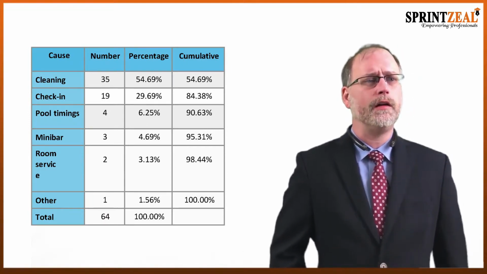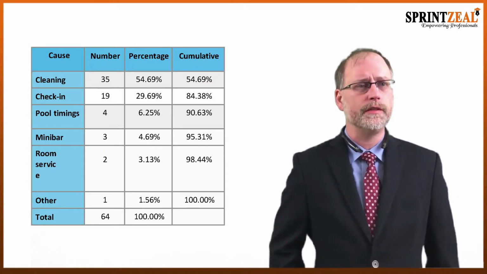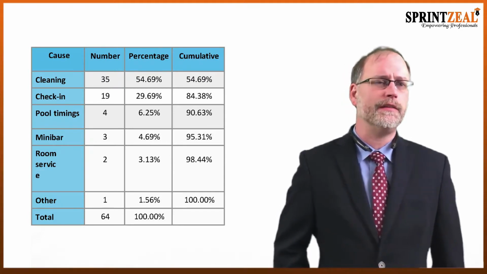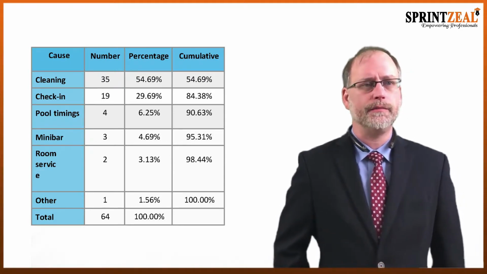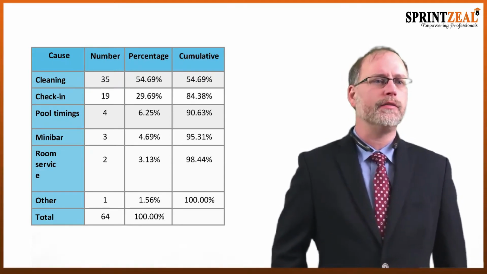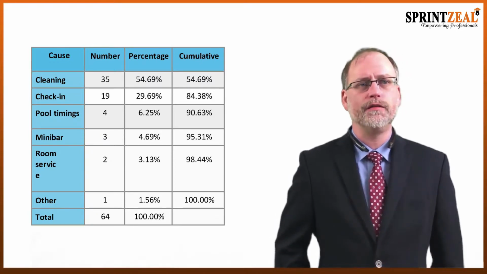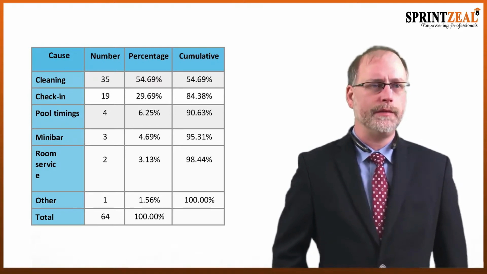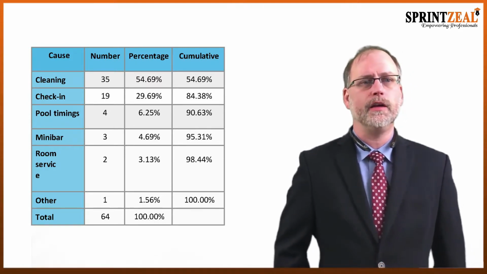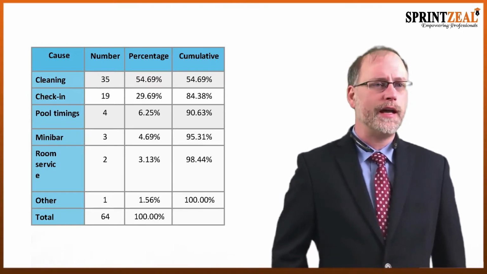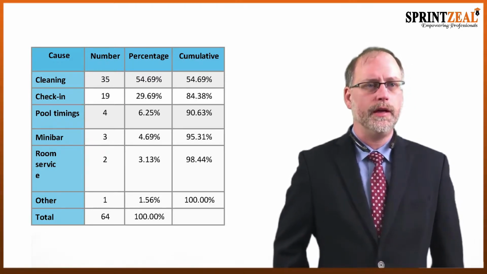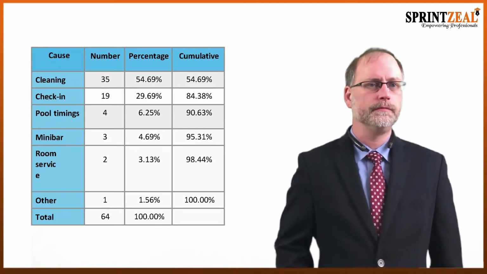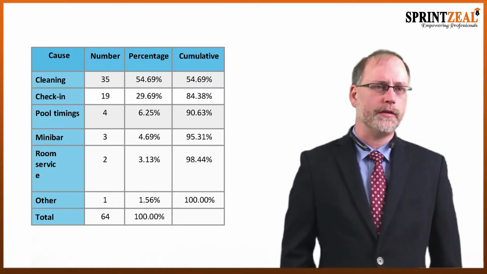So if he applied all of his resources to room service or even the minibar, that would not have as significant an effect on experience and defects as applying it towards cleaning. He can solve 54.69% of his problems by just solving the cleaning problem. Now he can go back and do the 29.69% in the check-in problem, and he would have solved 84.38% of his problem. That's the power of Pareto charts.